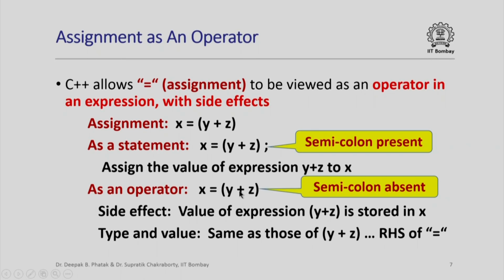The side effect of this expression, or the side effect of evaluating this expression, is exactly the same effect as you would get if you executed this statement as an assignment statement. So the side effect here is that the value of the expression y plus z will get stored in the variable x. And what is the type and value of this entire assignment expression? It is the type and value of whatever appears on the right hand side of the assignment operator. So in this case, it is the same as the type and value of y plus z.